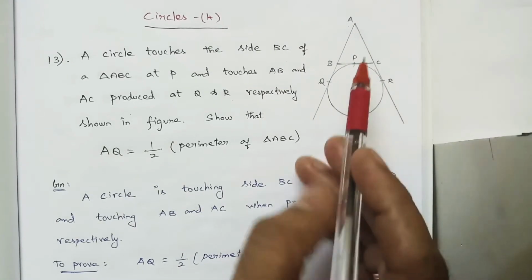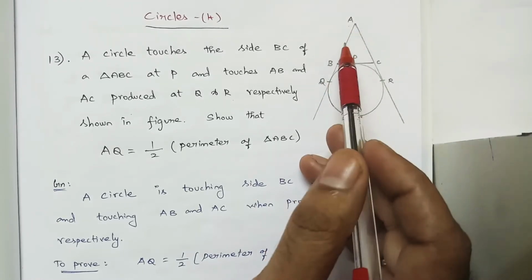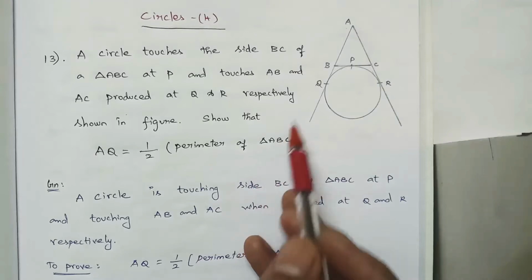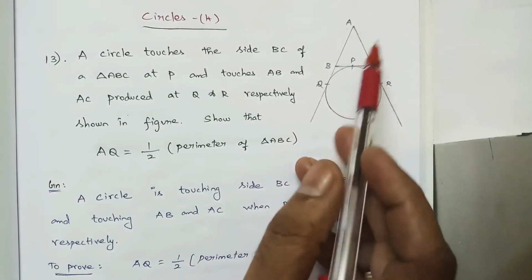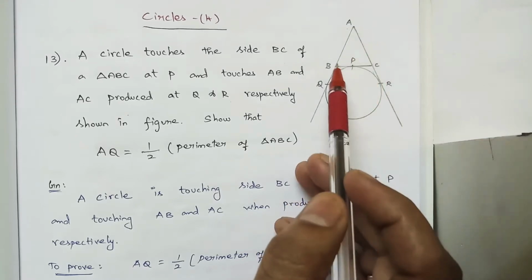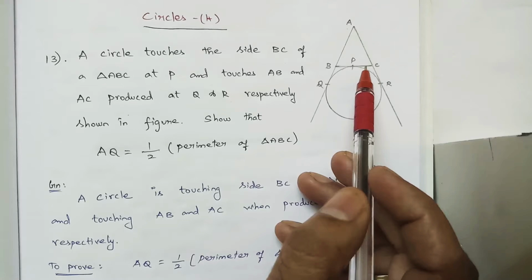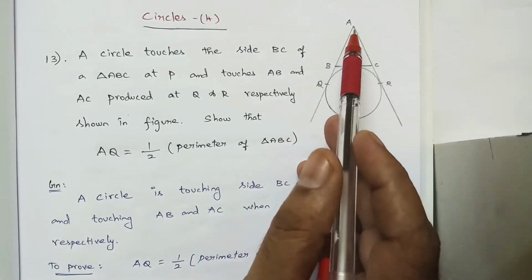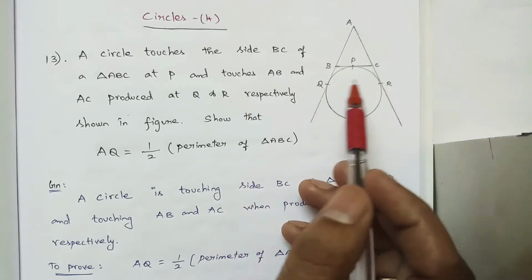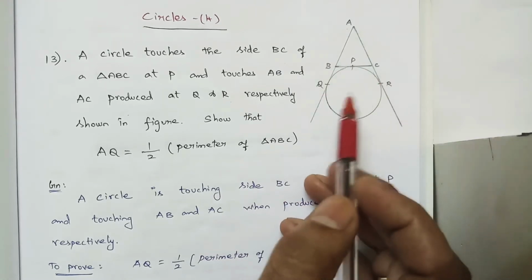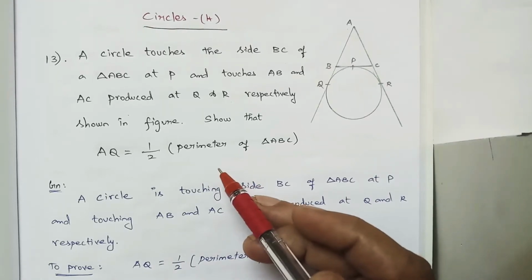Okay, what is the property? The length of AQ is equal to half of the perimeter of triangle ABC. See, this is the condition. What is the condition? When one side of a triangle is touching the circle, and the two other sides are extended, and we are getting two more points of contact, then only this property will be applicable. That is very important.